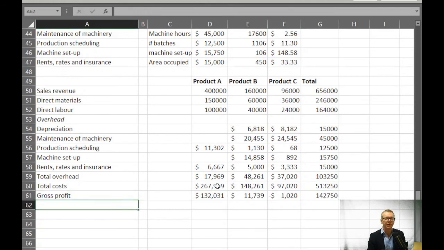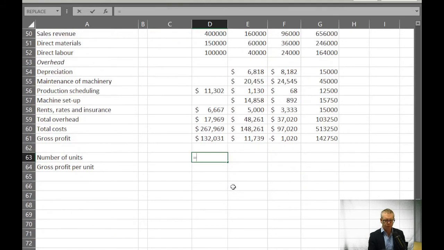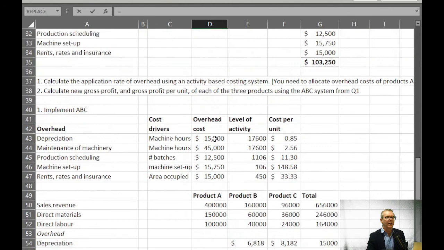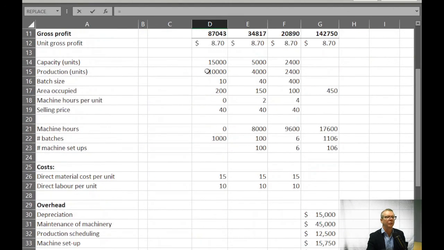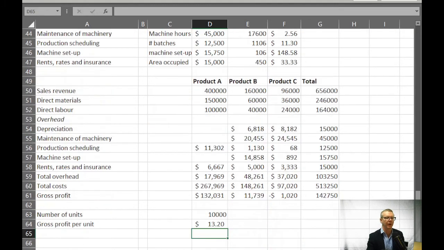The final thing that we're asked to calculate is the unit gross profit. So what we'll need here is the number of units, just so that we can get that calculation quickly and easily, and the gross profit per unit. So the number of units that we have, let's scroll back up. Production units, that's in row 15. There we go. The gross profit per unit is 132 divided by the 15.